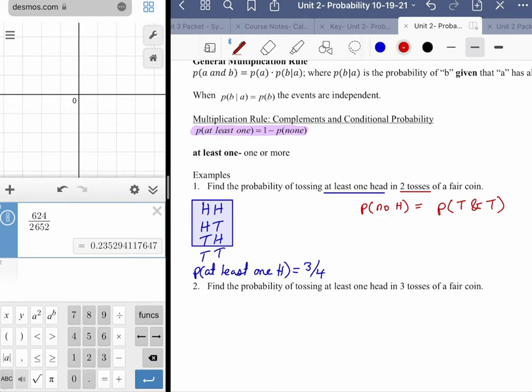When we're writing out the P, for instance, is there any way we could abbreviate that? Like if we just, for the P of at least one head, could we do equal to or greater than one head? Yeah. Okay.